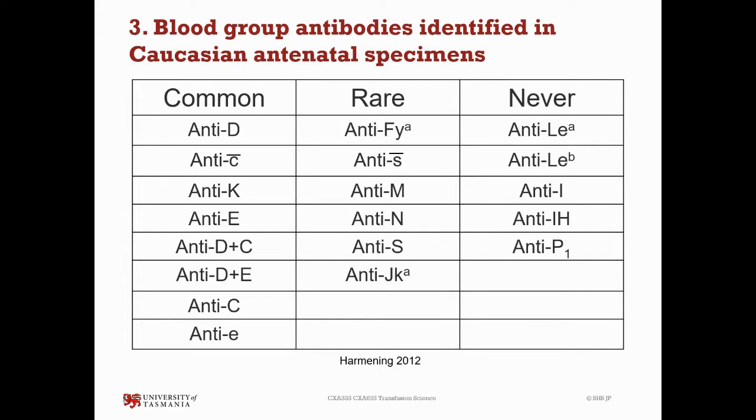And these ones are very common. Notice this table does not include HDFN due to ABO incompatibility. So this table lists the antibodies that are associated with HDFN in Caucasian populations. In other ethnicities, the prevalence changes.